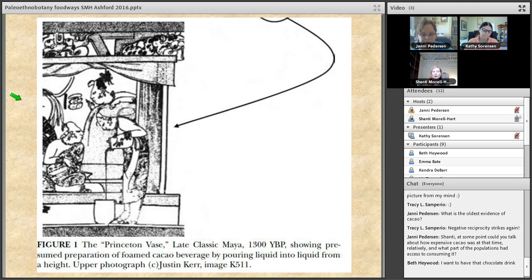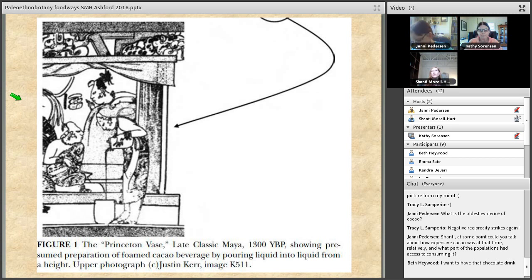So in this case, we've got some people hanging out in court. There are a few rulers there, and we've got someone preparing the chocolate drink by pouring it from vessel to vessel. And the thing to bear in mind, this chocolate drink would have been very different. For starters, it would have been cold, so somewhat similar to maybe the chocolate milk you can pick up at a 7-Eleven. But it was not sweetened, or very rarely sweetened with honey, and it would have been very spicy.